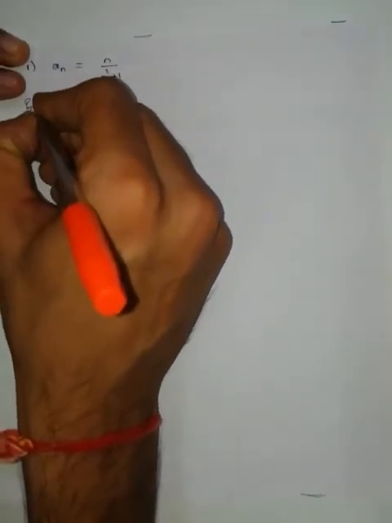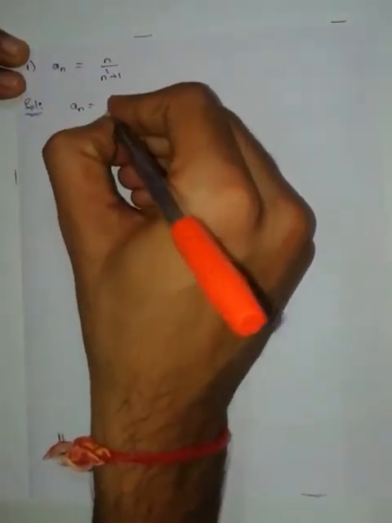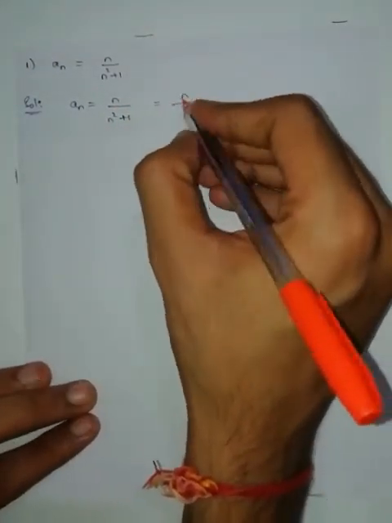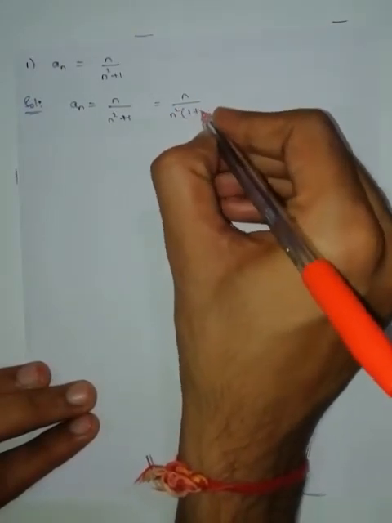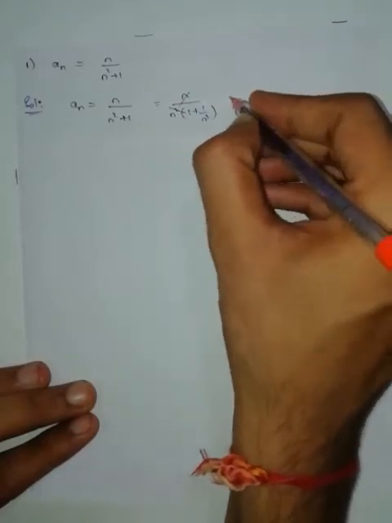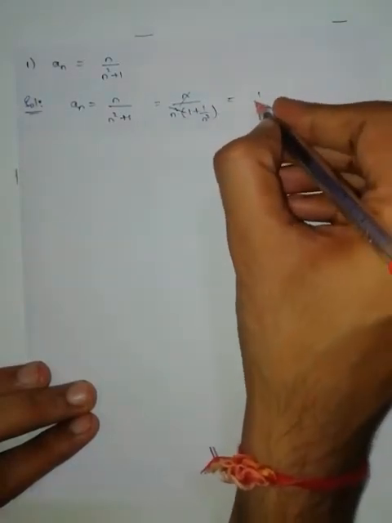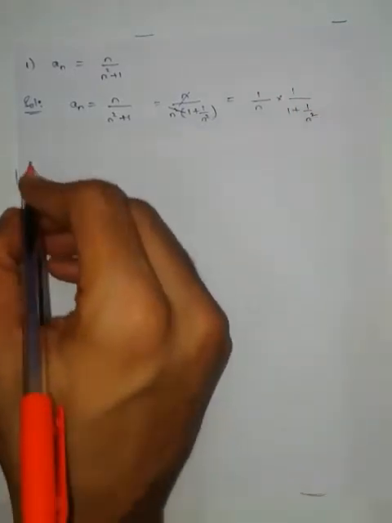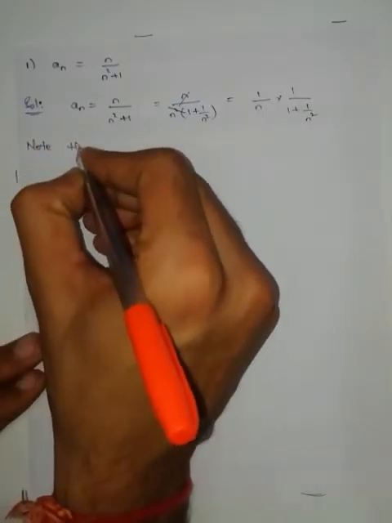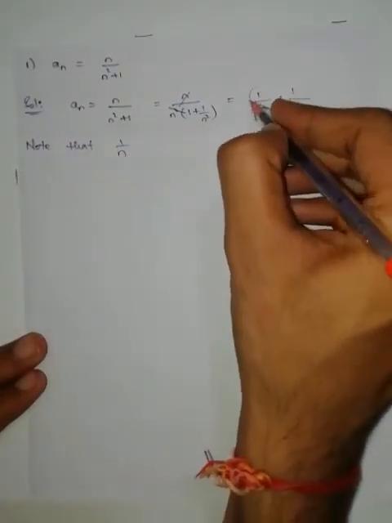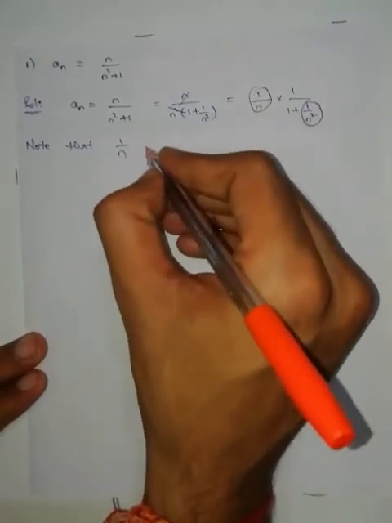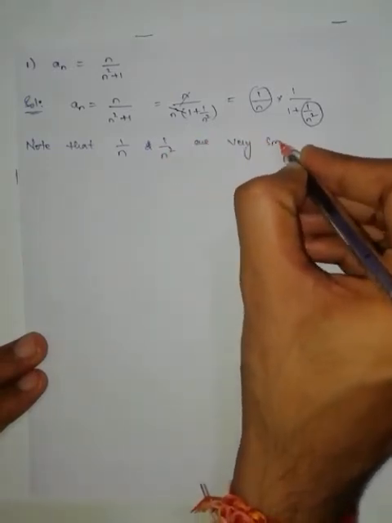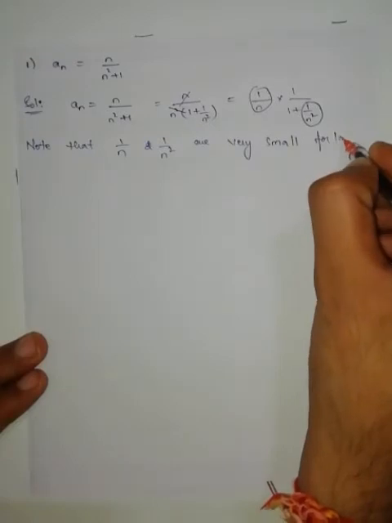Solution: an is equal to n by n square plus 1. From the denominator I am going to take n square common. It will become 1 plus 1 by n square. n gets cancelled. It will become 1 by n into 1 by 1 plus 1 by n square. Note that this value 1 by n and this value 1 by n square are very small for large n.